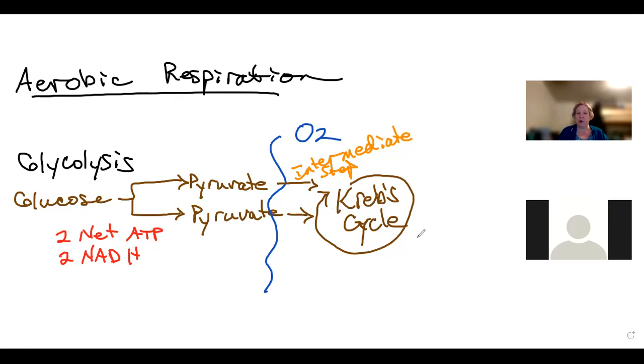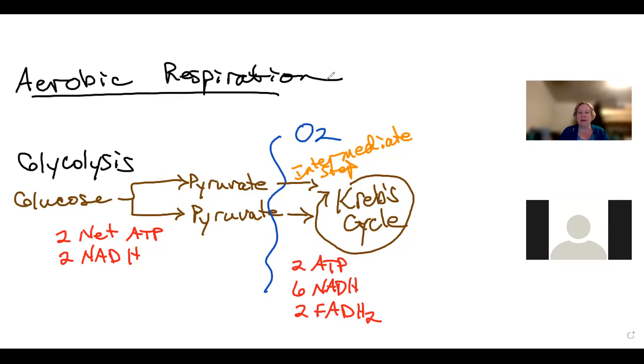And from two turns, per glucose, we get 2 ATP, we get 6 NADH, okay, and 2 of a cousin of NADH called FADH2, okay? We've got these two high-energy electron carriers. They carry hydrogens, okay? And we get 2 ATPs, okay? So per pyruvate, we get 1 ATP, 3 NADH, and 1 FADH2, okay?